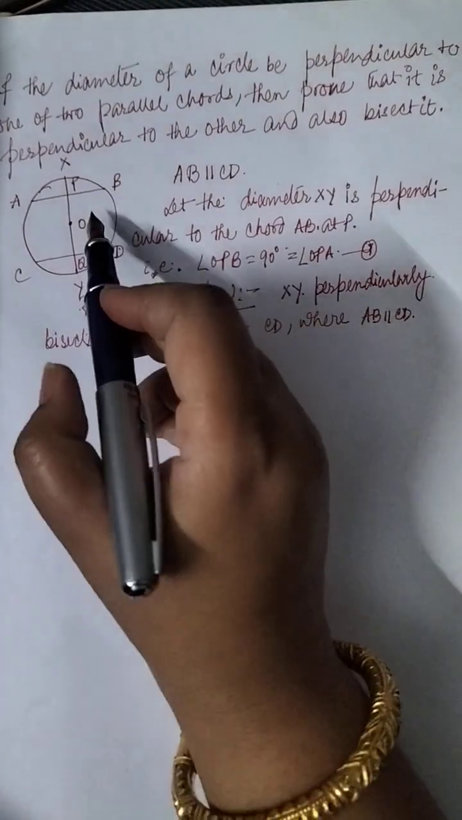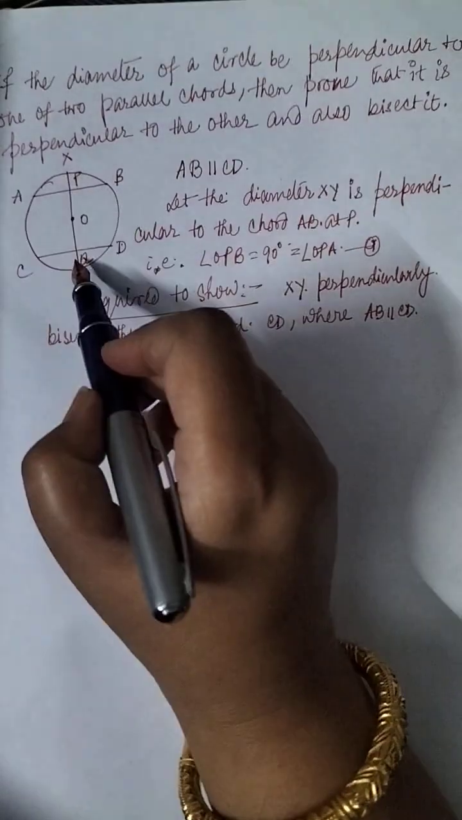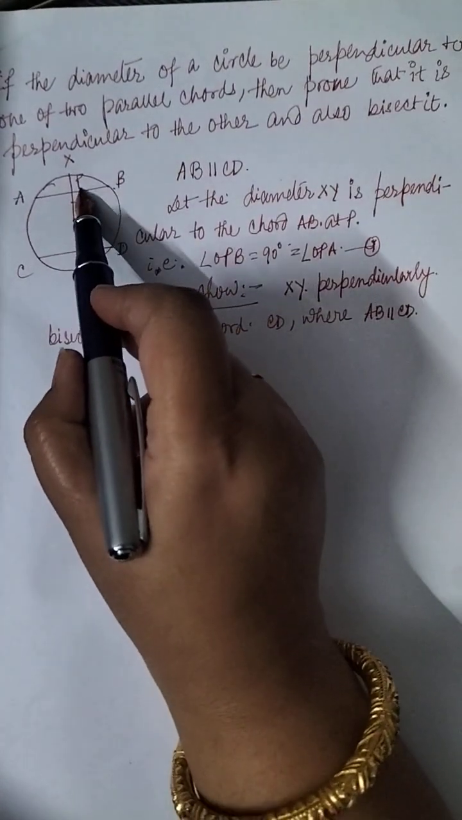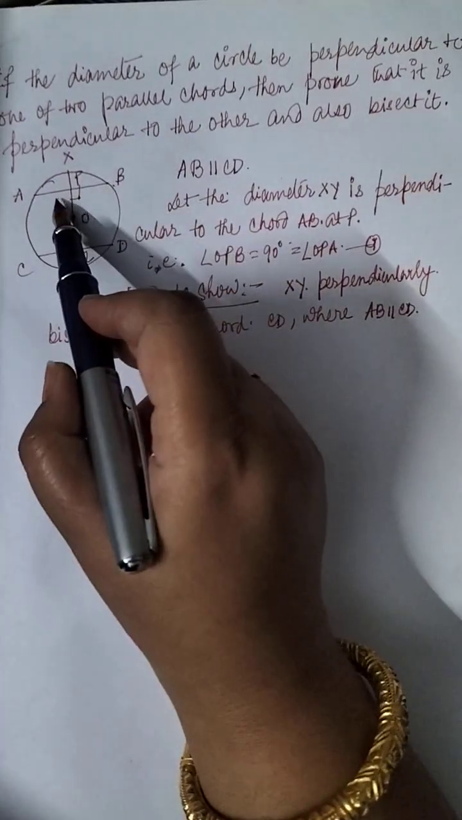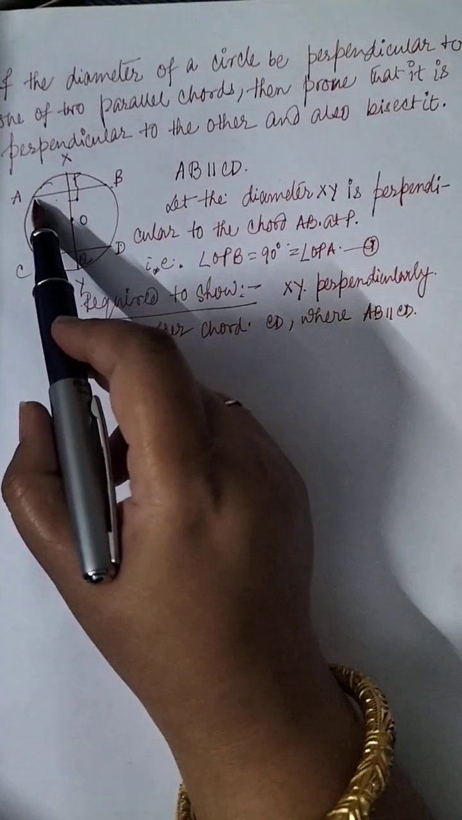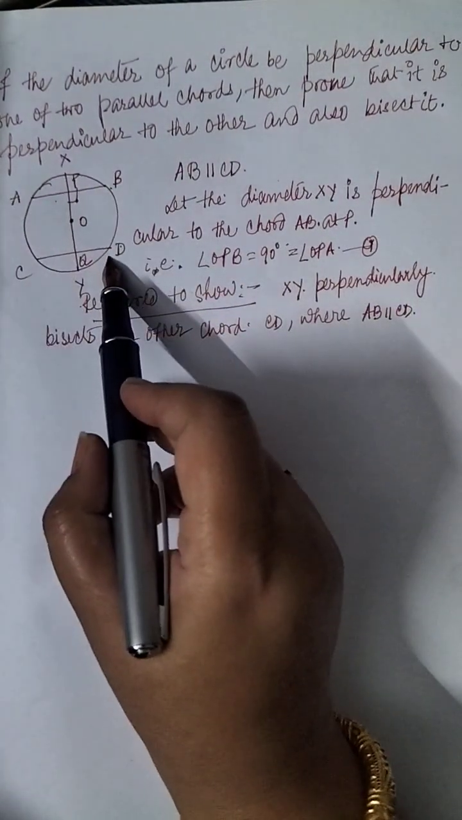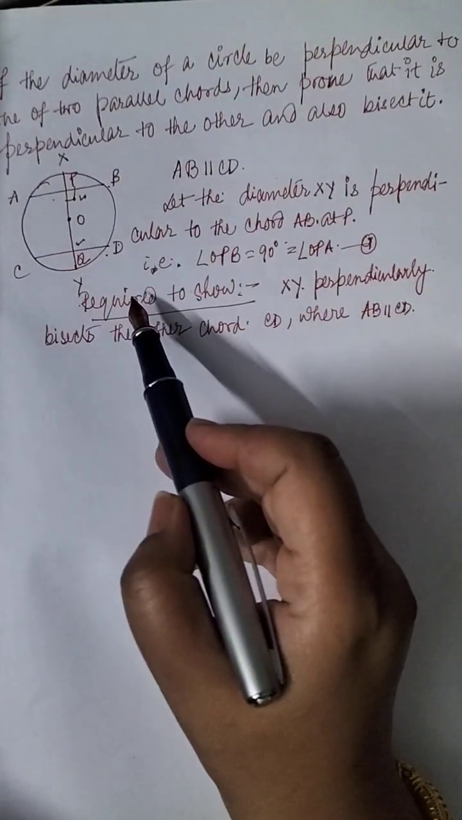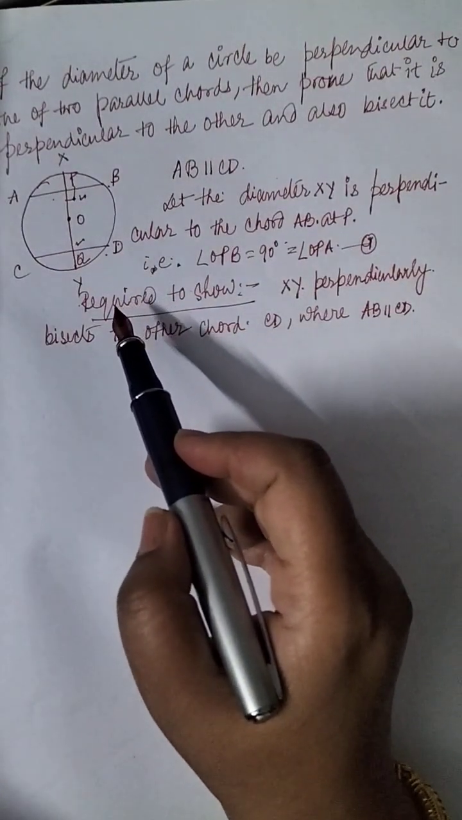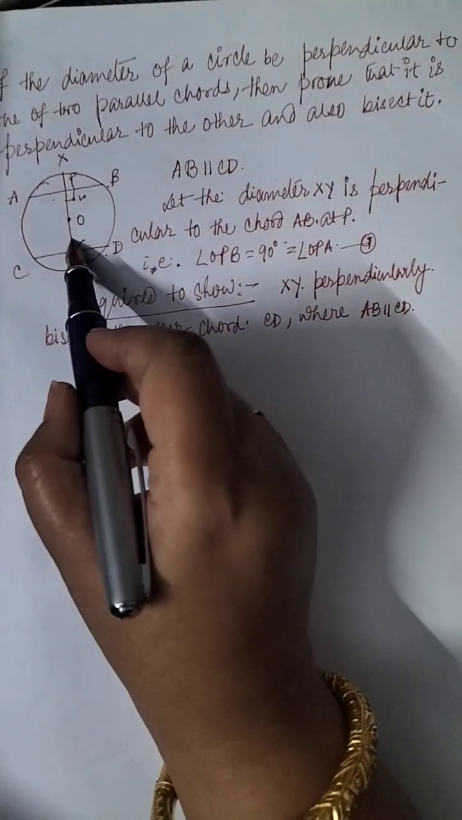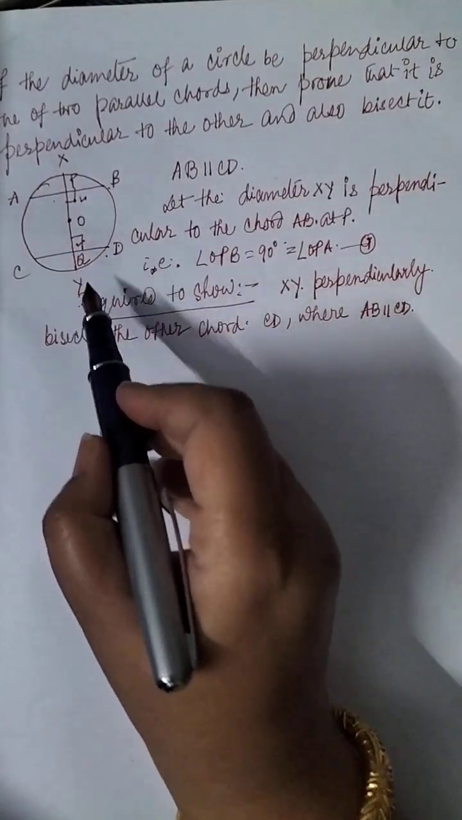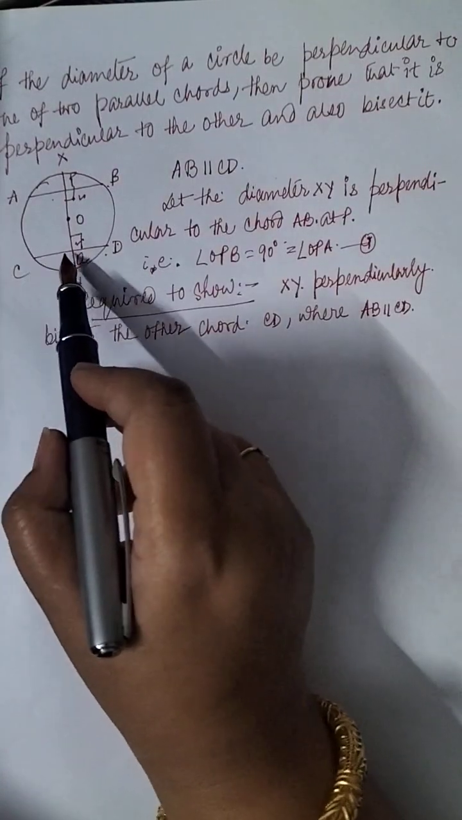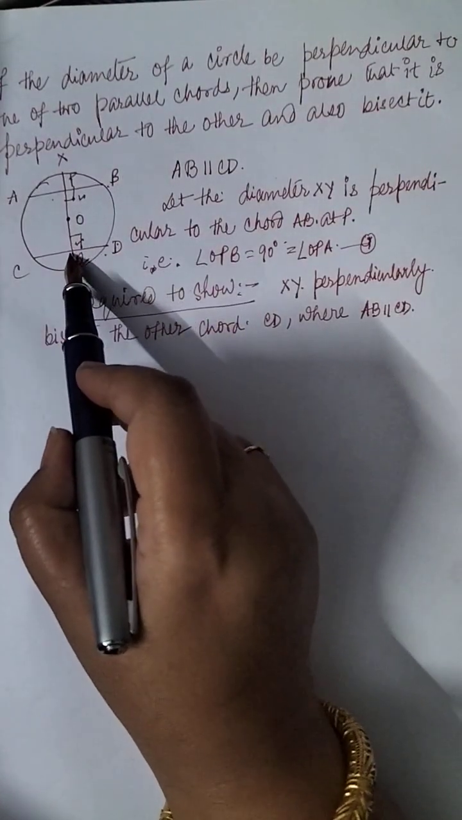So here clearly we get that XY is perpendicular on AB. So this angle is 90 degree and this one is also 90 degree. Now it is already given AB and CD are parallel. So the sum of these two angles is equal to 180 degree as they are co-interior angles. So from this information we get this one is also 90 degree. So this diameter is perpendicular on CD also at the point Q.